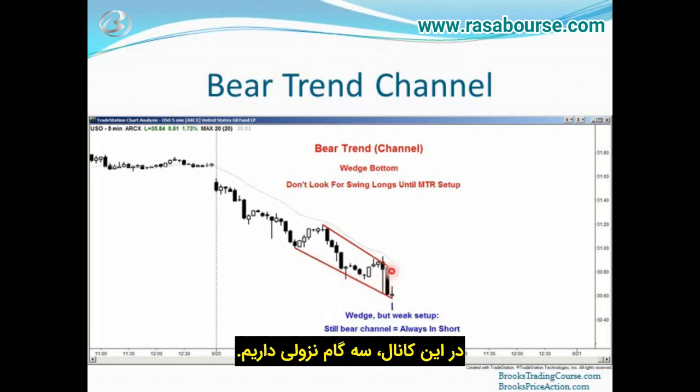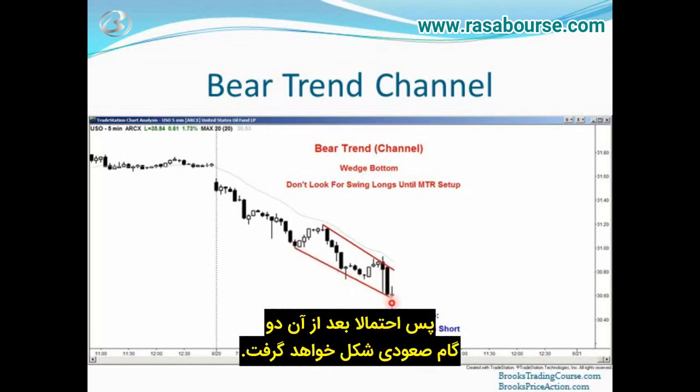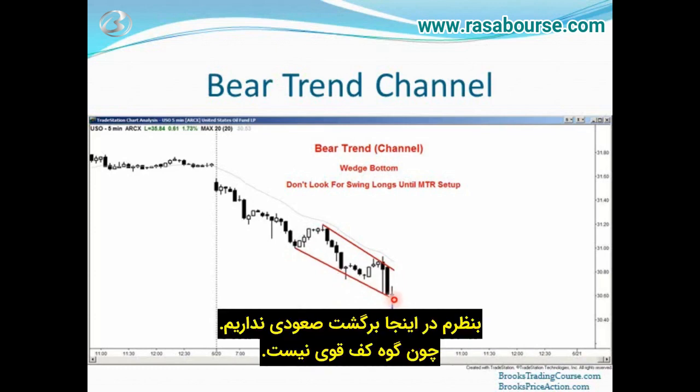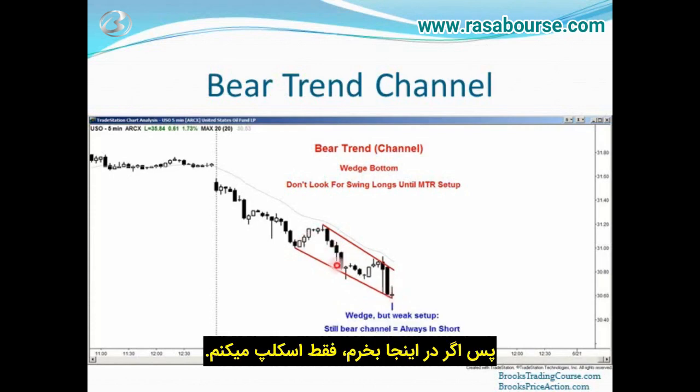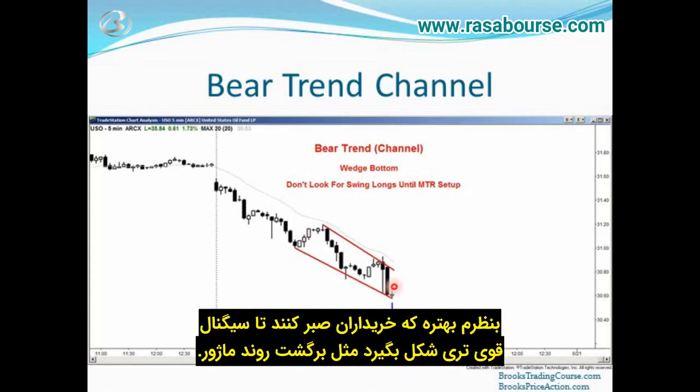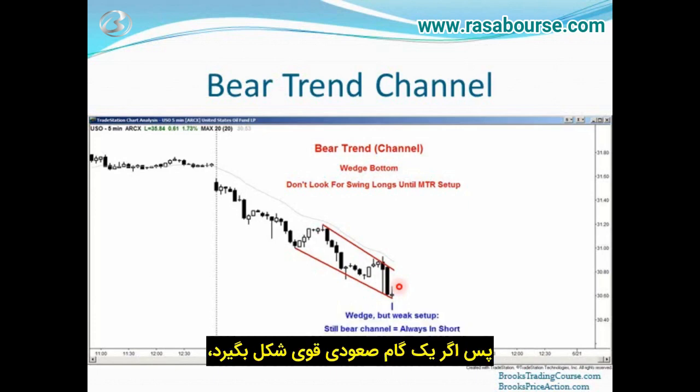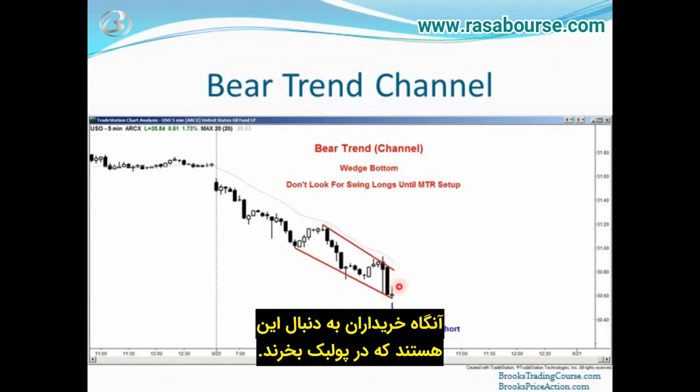At a minimum, we should get to the top of the channel. After 3 pushes down in a channel, we probably will get 2 legs sideways to up. To me, this is not a bull reversal. It's not a strong wedge bottom. So if I were buying here, I would only be buying for a scalp. I think the market's still always in short. I think it's better for the bulls to wait for a stronger signal, like maybe a major trend reversal. So if we get a strong rally, bulls will look to buy a pullback.